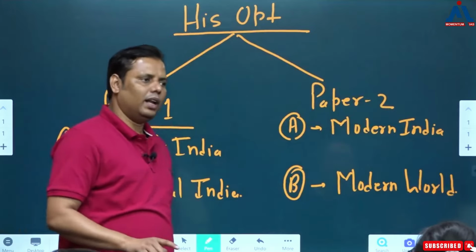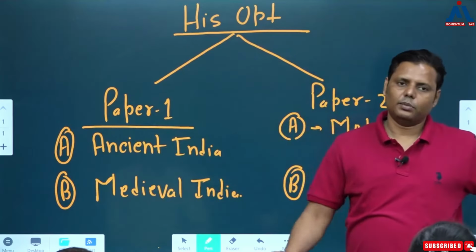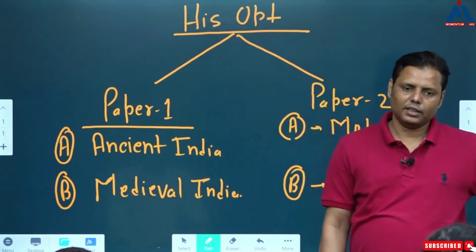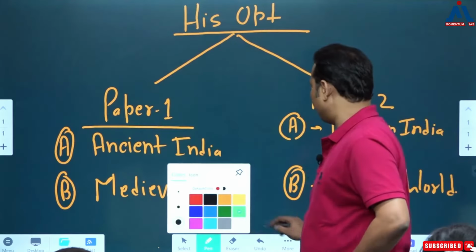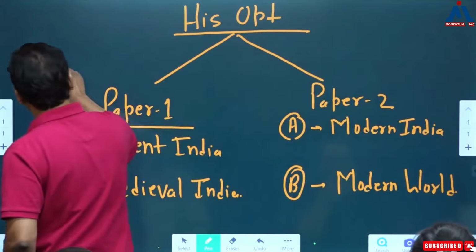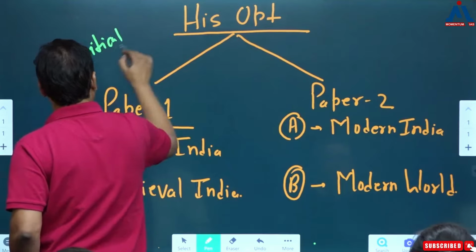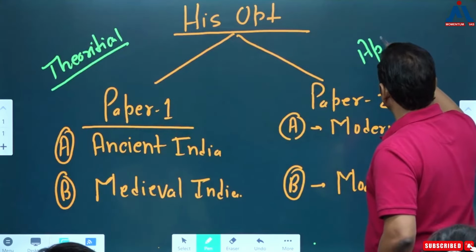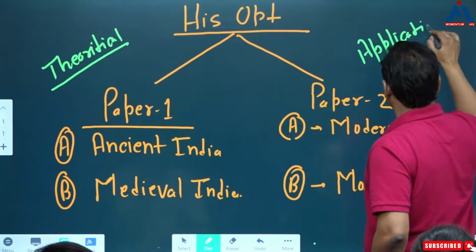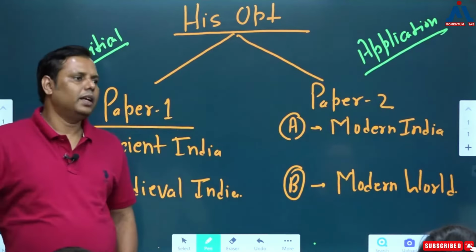Have you ever tried to analyze or compare the history optional with the other optionals? Have you tried this? What difference do you find? So, the first paper is always theory based. Exactly. She is telling something very correct. In the rest of the papers, you'll always find that this part is theoretical. On the other hand, this part is more application. Correct?